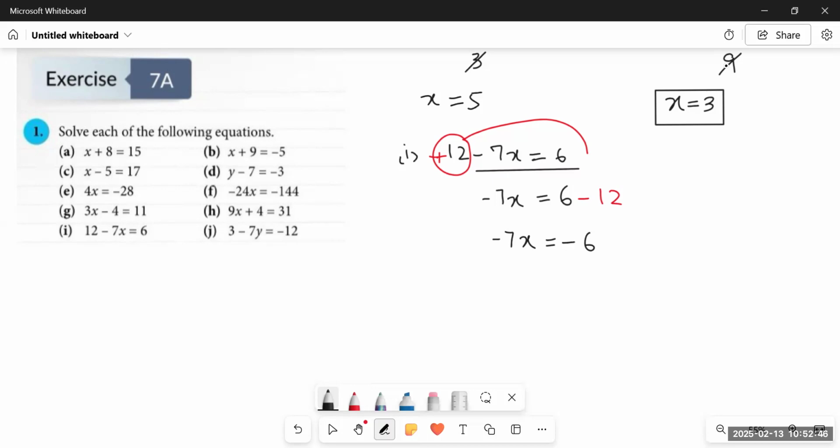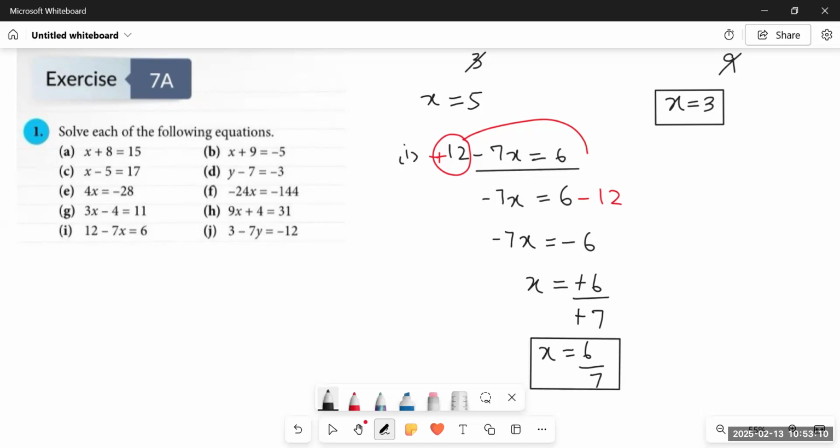Then what else do I have to do? Minus 7 is getting multiplied with x. So it would be x is equals to minus 6 upon minus 7. That's it. Since I cannot simplify it further, all I need to do is just cut down these minus signs, and it would be x is equals to 6 upon 7. This would be my final answer.